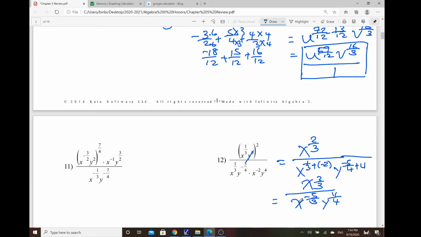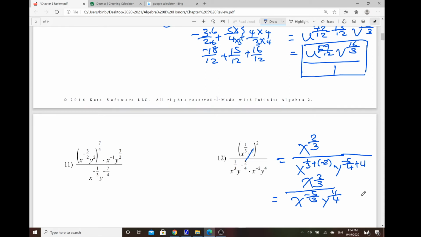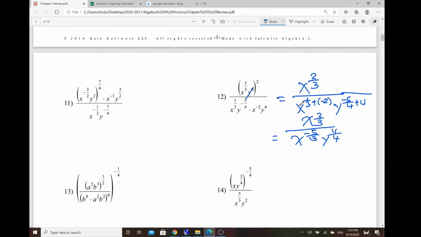Again, the ones with the exact same base, well, it's a quotient, so we want to subtract those powers. So 2/3 minus negative 5/3, that would be 7 over 3. So x to the power of 7 over 3. The way I come up with 7 over 3 is that it's a subtraction of the exponents: 2/3 minus negative 5/3, so 7 over 3.